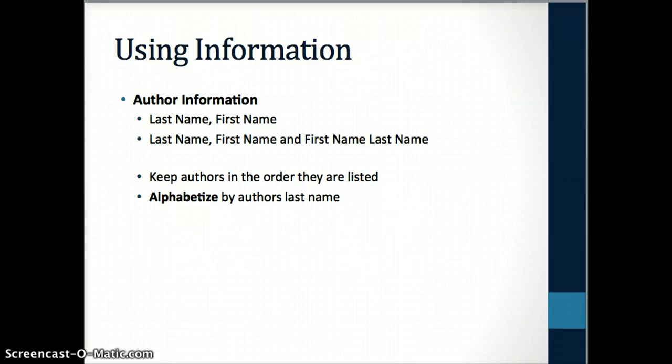First of all, author information is always last name first and first name second. If there's multiple authors, you need to keep the authors in the order that they're listed on the publication title. So you're not going to change that order. However the byline reads for the text you're using, keep it in that way. But in your whole Works Cited page, you want to alphabetize by the author's last name.